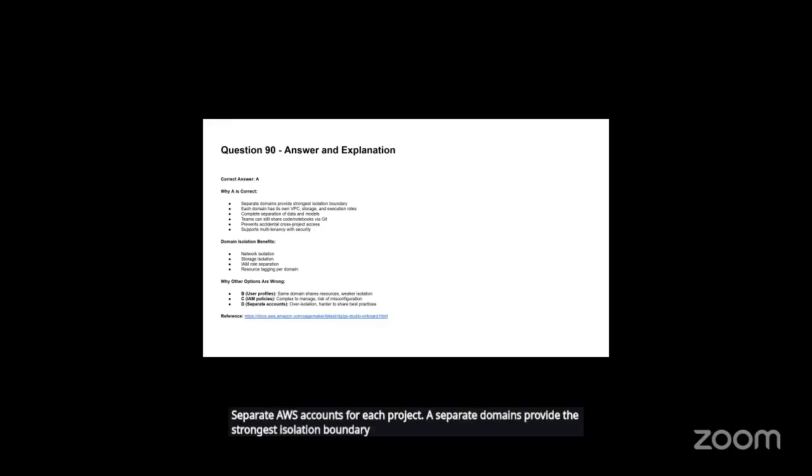A, separate domains provide the strongest isolation boundary. Each domain has its own VPC, storage, and execution roles. There's complete separation of data and models. Teams can still share code or notebooks via Git. It prevents accidental cross-project access and supports multi-tenancy with security. The benefits include network isolation, storage isolation, IAM role separation, and resource tagging per domain.